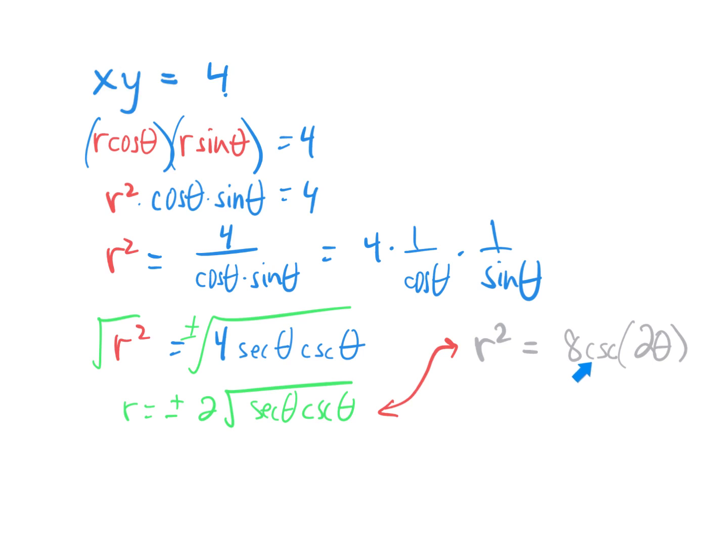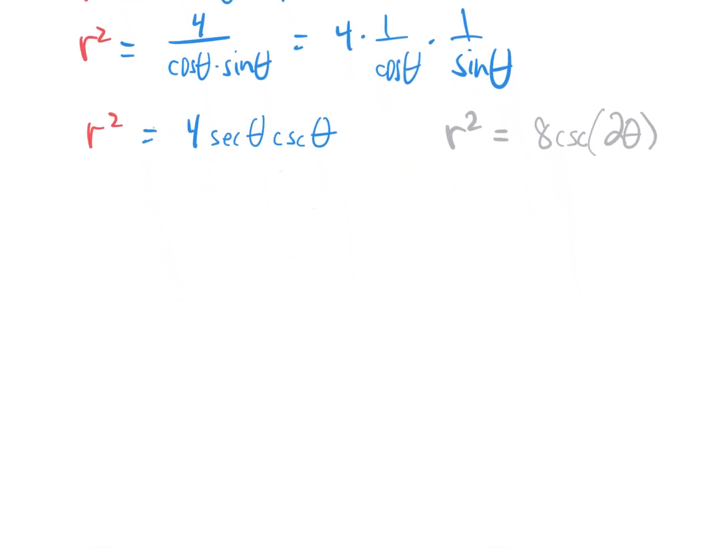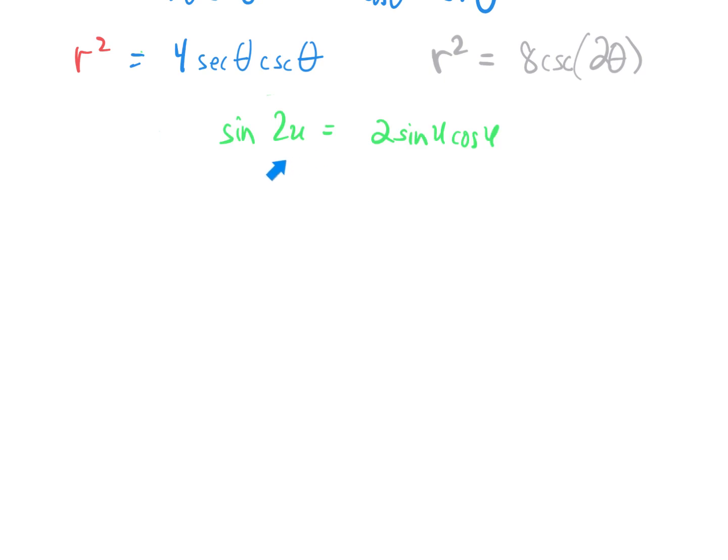So let's see how we can go from here, what we had for r squared, to what the textbook authors had for r squared. There's this double angle identity you'll see on the inside of your book cover, or in any standard table of trig identities. It's called the double angle identity. When you have sine of a double angle, you can rewrite it in terms of the single angle.